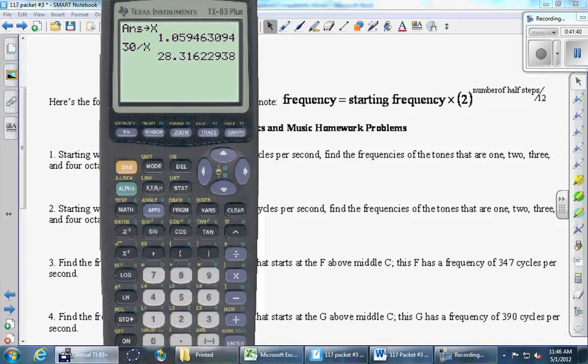So my finger is now pressing at 28.3 from the bottom. If I divide by another magical 1.059, I will find that the next note is supposed to be, oops, I should not have done that. Sorry about that. Yes, I should have done, okay, so we did 30 divided by X. We got that, and then I should have taken that and divided it by X. And I should find out that my next note should be at 26.7.